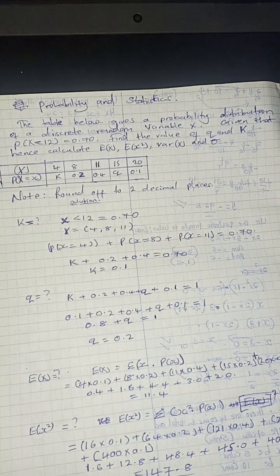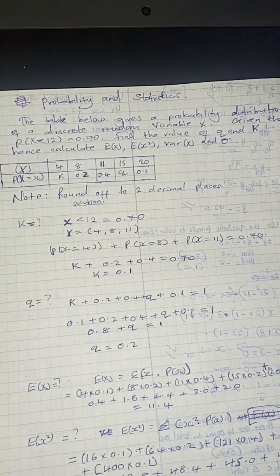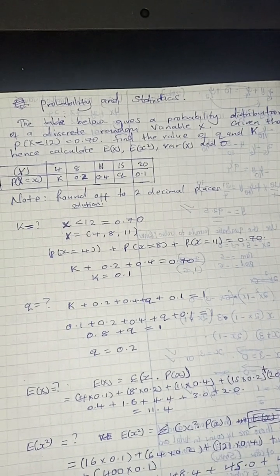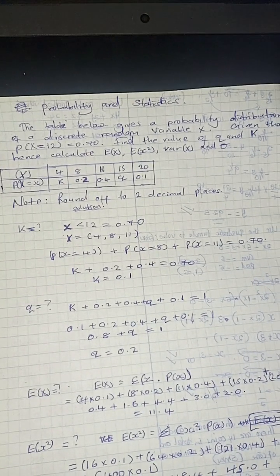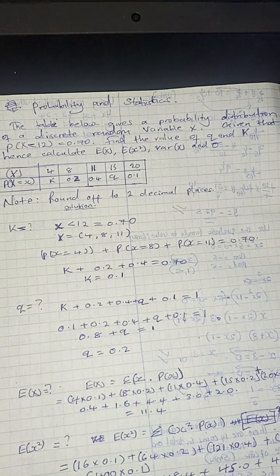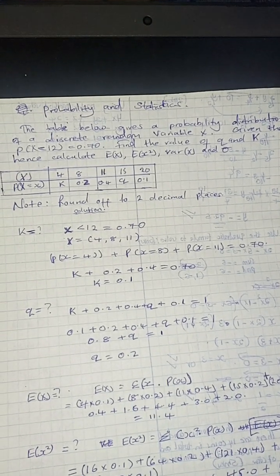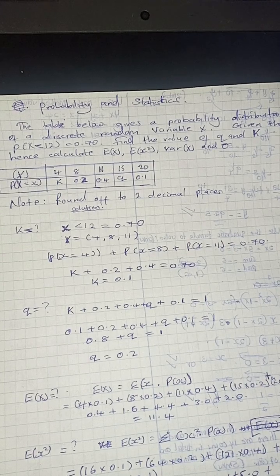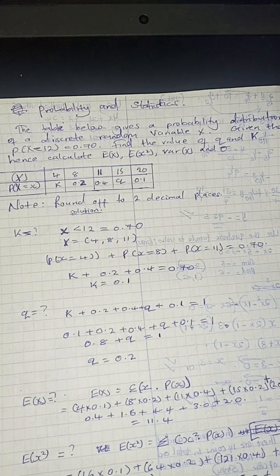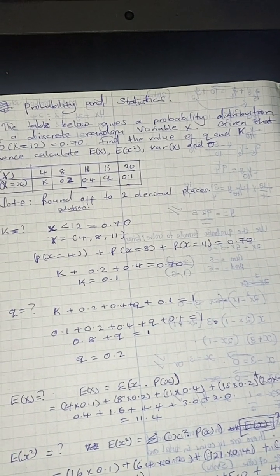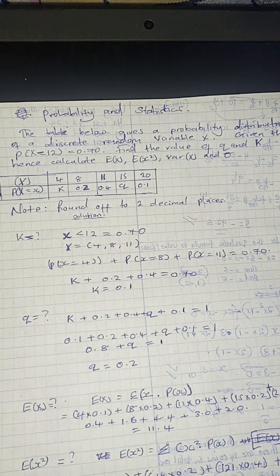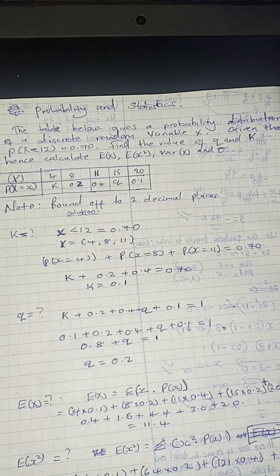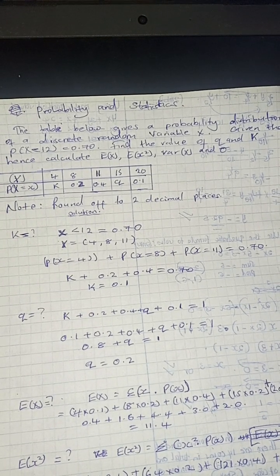Okay, I want to show you how to calculate a discrete random variable. Now, here we have a question to tackle. The table below gives a probability distribution of a discrete random variable x. Given that P(x < 12) is equal to 0.70, find the value of q, k, and hence calculate E(x squared), variance, and standard deviation.